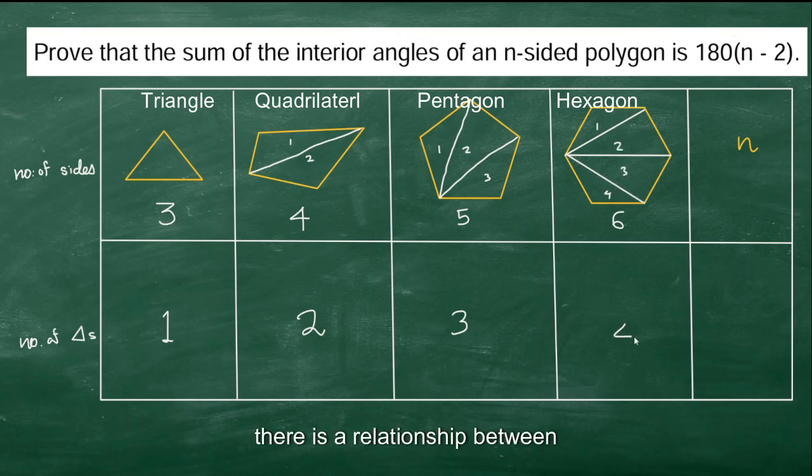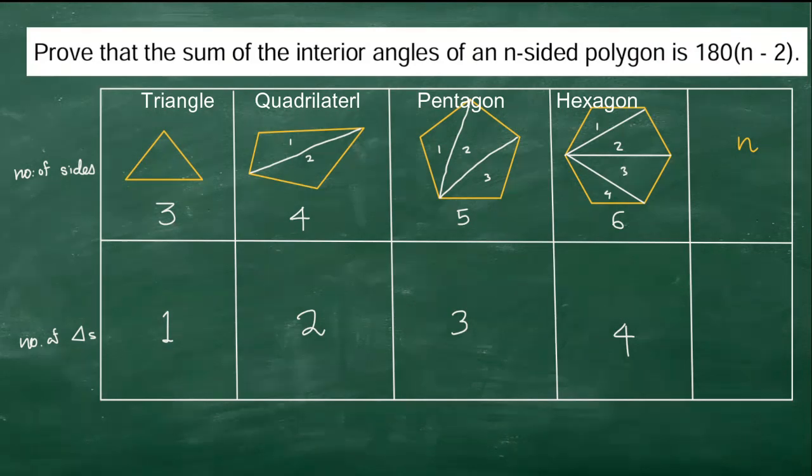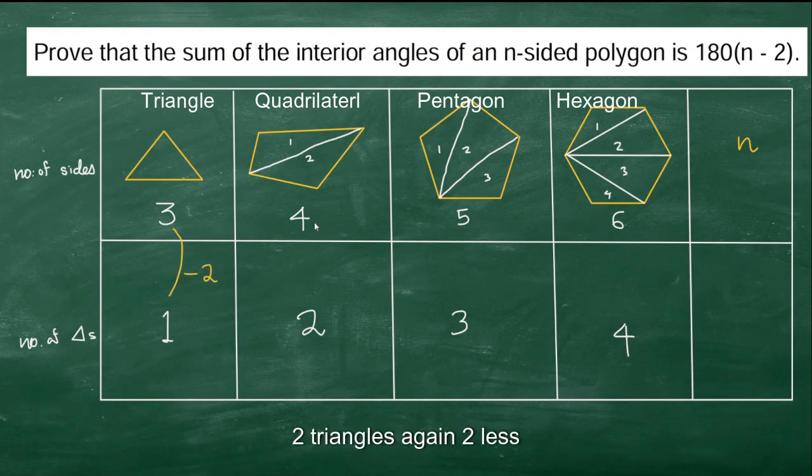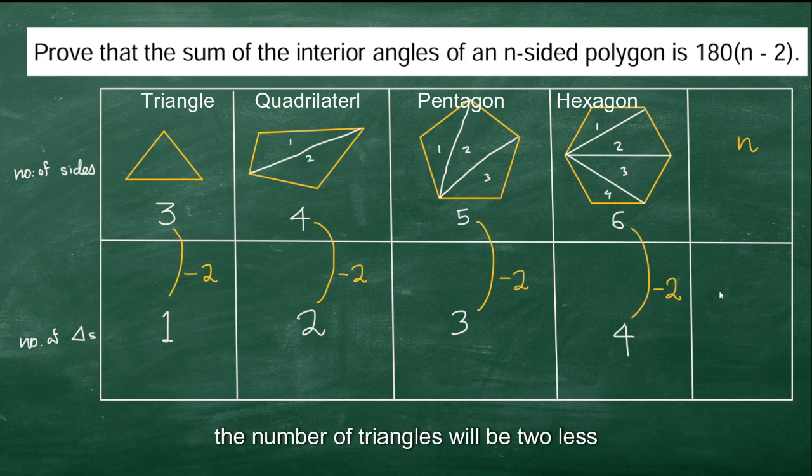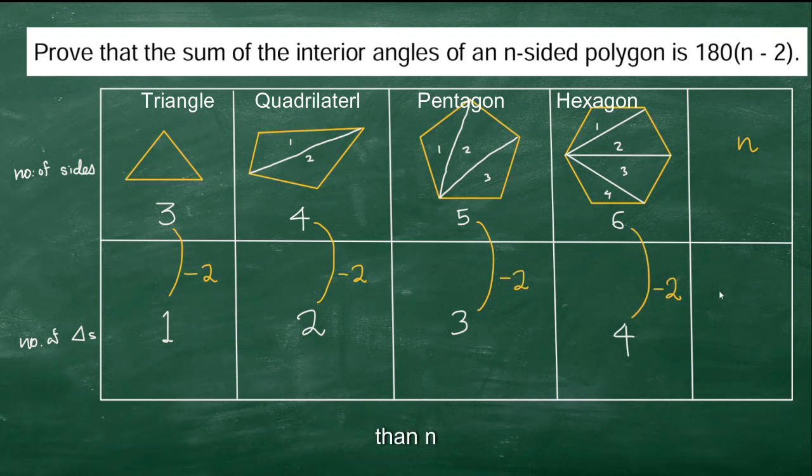Now, there is a relationship between the number of sides and number of triangles. So when you have 3 sides, 1 triangle, so that's 2 less. 4 sides, 2 triangles, again 2 less. 5 sides, 2 less, 3. 6 take away 2 gives you 4. Now, if you continue this pattern, obviously, I can understand when I have n number of sides, the number of triangles will be 2 less than n, so it's n minus 2.